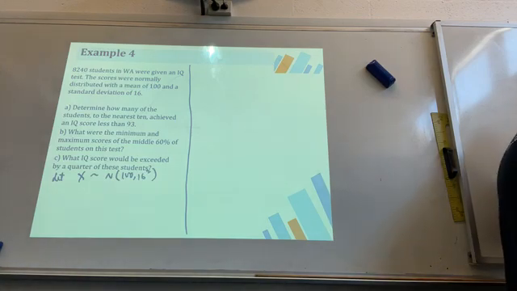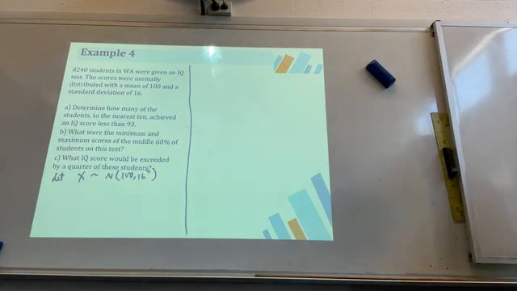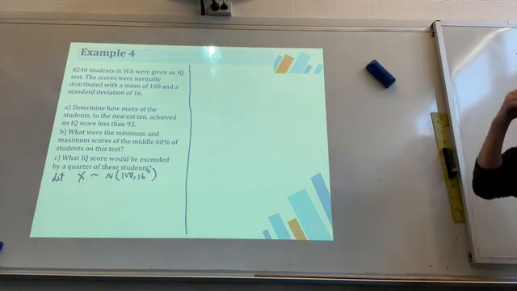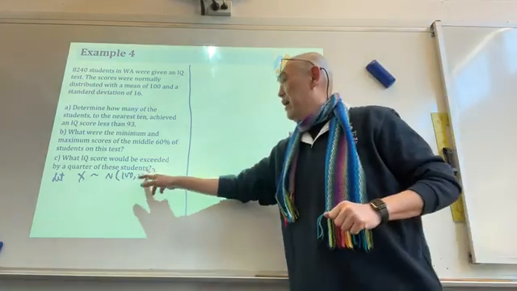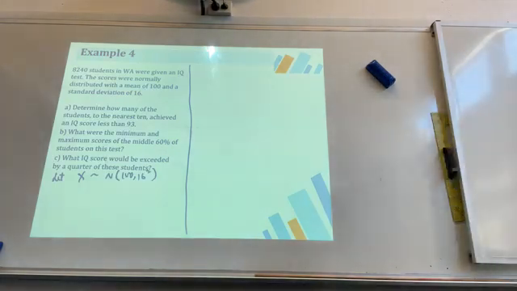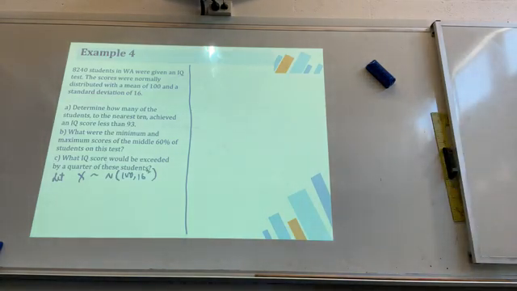Let X, which is the IQ score, be normally distributed with a mean of 100 and standard deviation of 16, so a variance of 16 squared. Do that, and then sketch your normal distribution curve.